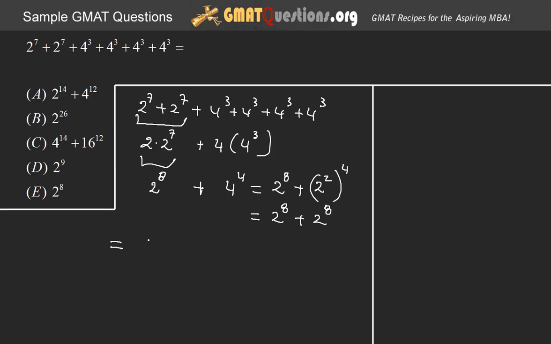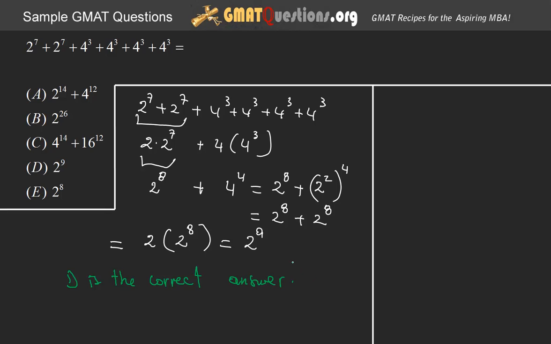There are 2 of them. So it's 2 apples, 2 times 2 to the power 8. And this is going to give us easily 2 to the power 9. Okay, I hope you like this. 2 to the power 9. That is the answer. And it's D. Let's write it down. D is the correct answer.